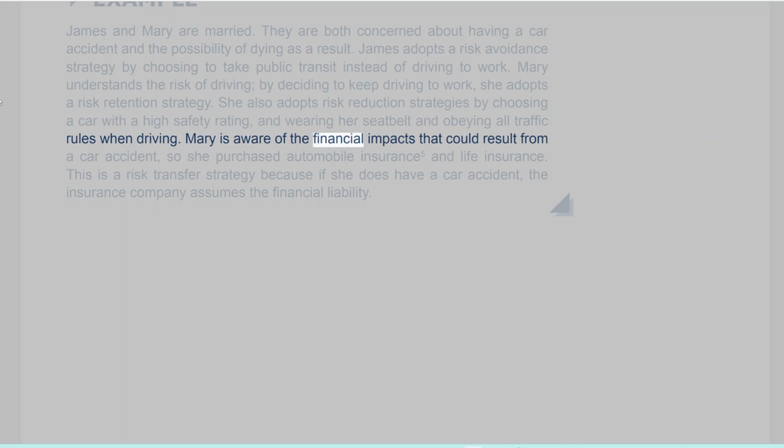Mary is aware of the financial impacts that could result from a car accident, so she purchased automobile insurance and life insurance. This is a risk transfer strategy because if she does have a car accident, the insurance company assumes the financial liability.